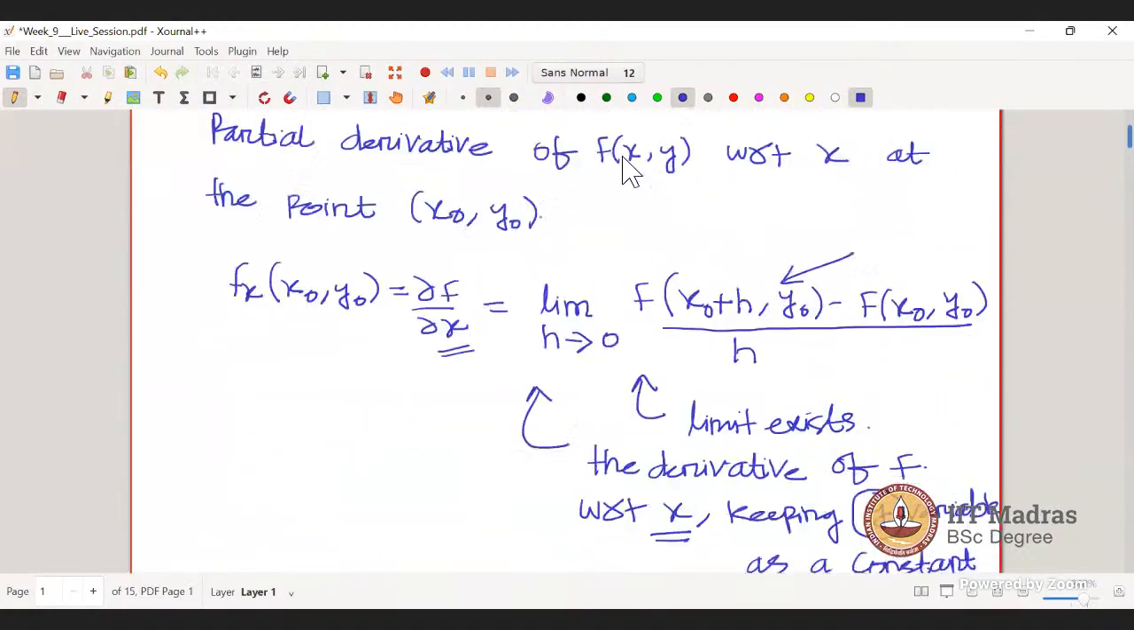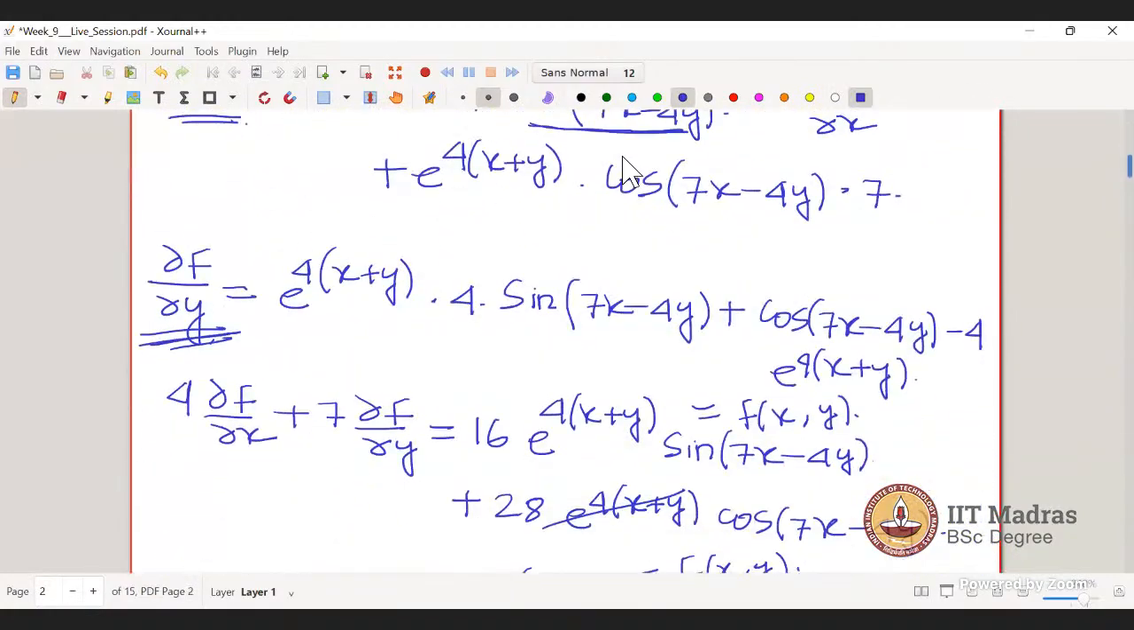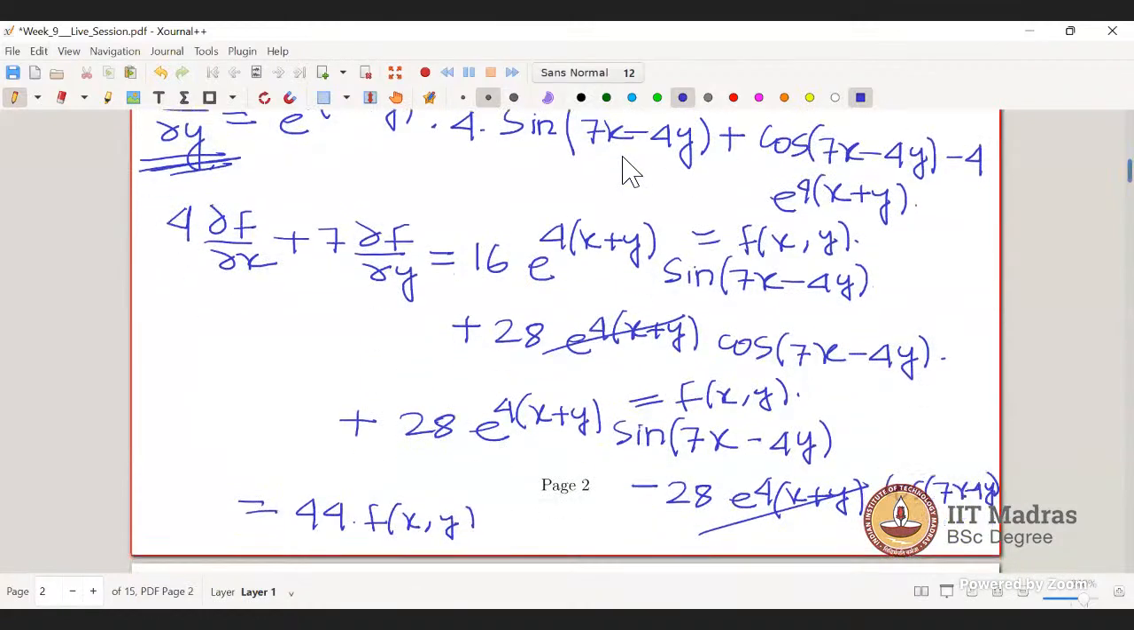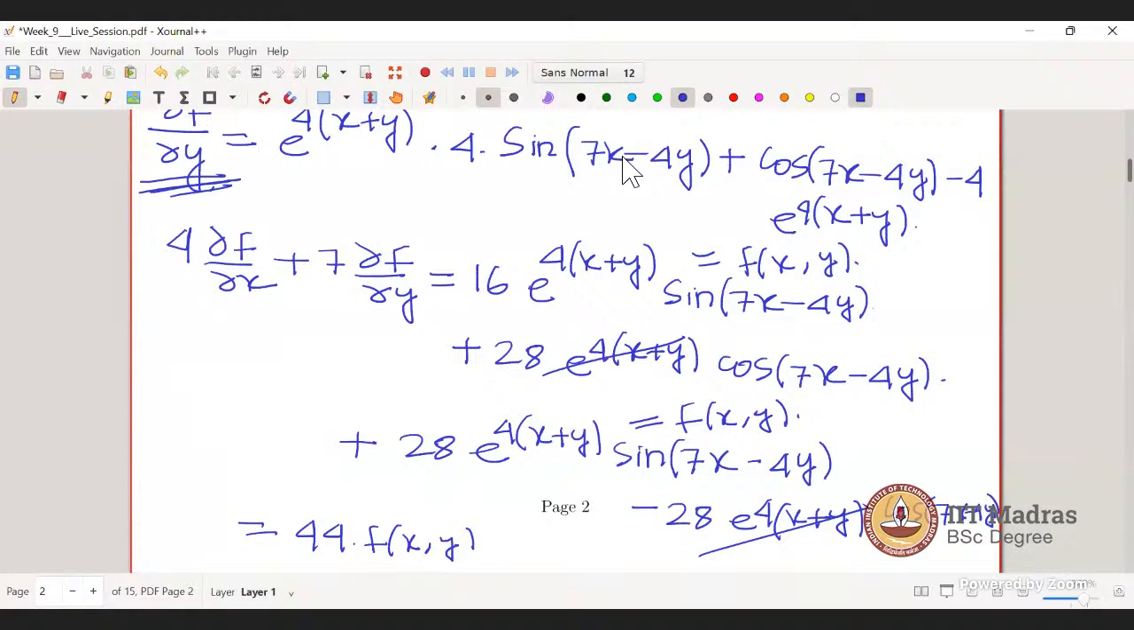Okay, so cancel this one, sir. Just hold on. You're canceling the 28 here, this one with this one, right? See, because the first one is 28 e^(4x+y) times cos(7x minus 4y). Oh, here also cos. It's basically a minus; I was thinking this is a sign.